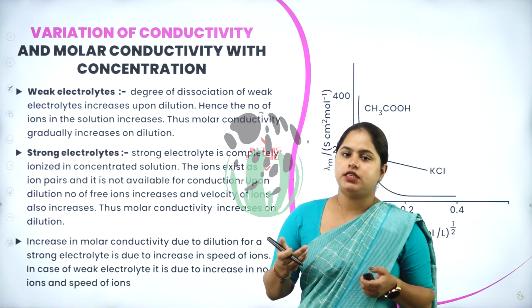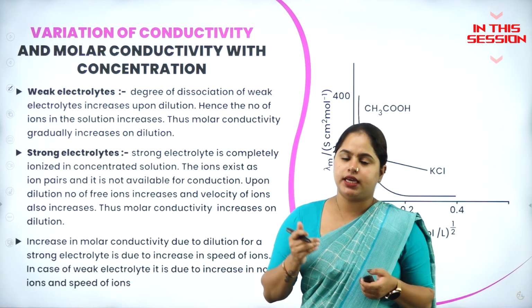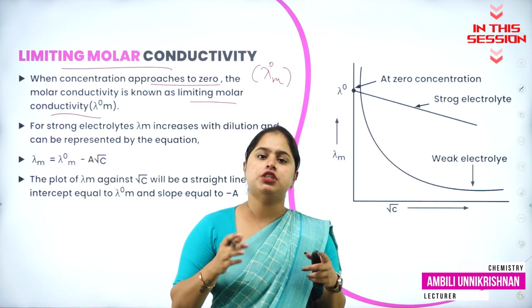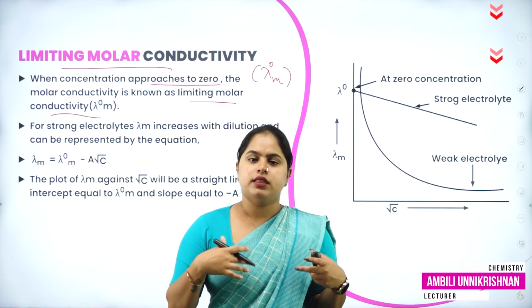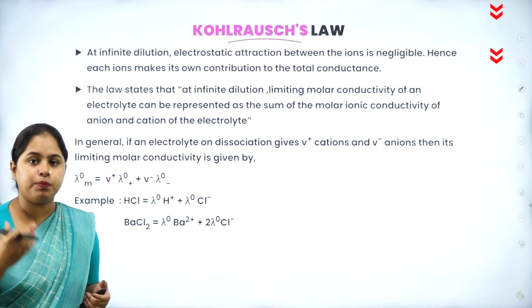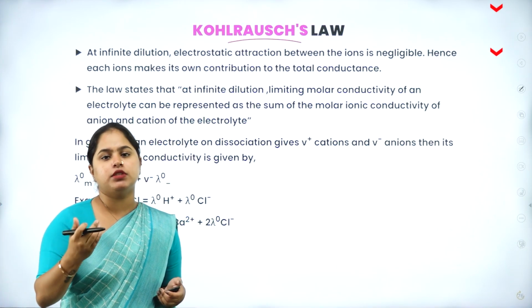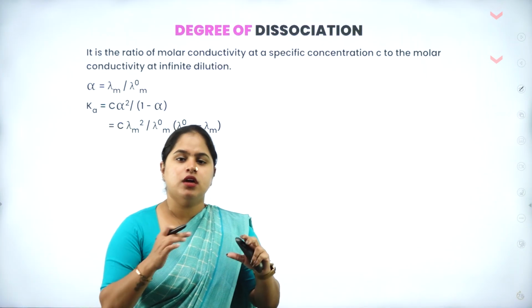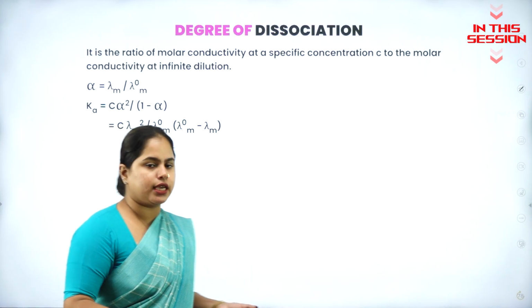Molar conductivity is going to increase with decrease in concentration. Conductivity for a solution whose concentration is almost equal to 0 is called limiting molar conductivity. Kohlrausch's law will help you in calculating the limiting molar conductivity of a weak electrolyte. Degree of dissociation means to what extent the dissociation is taking place.